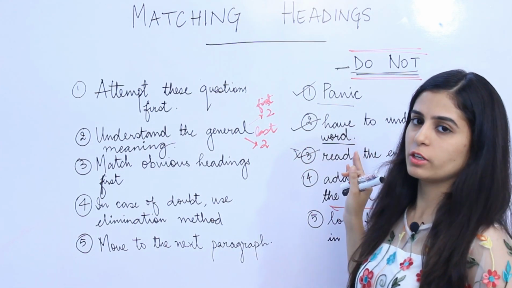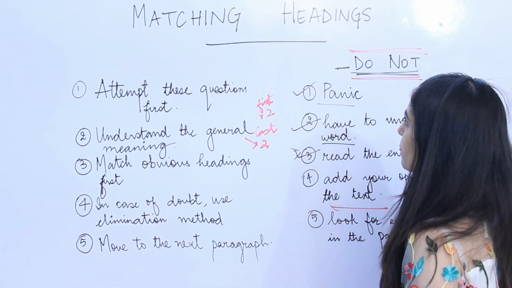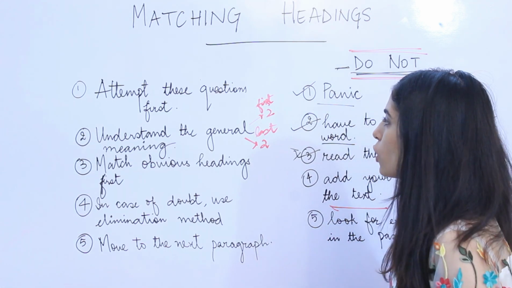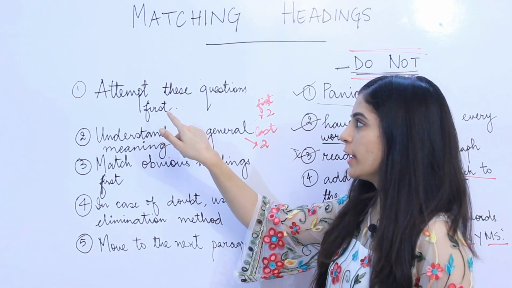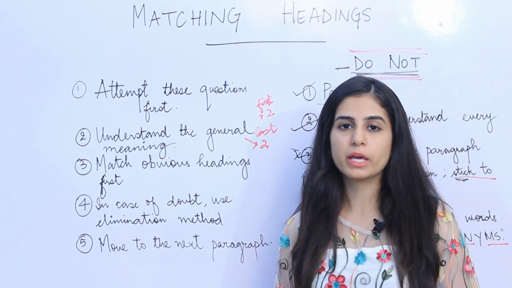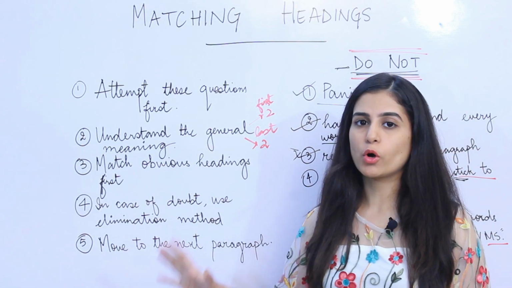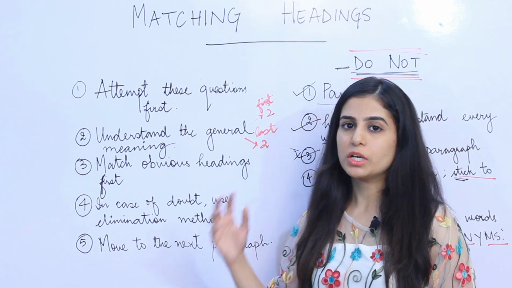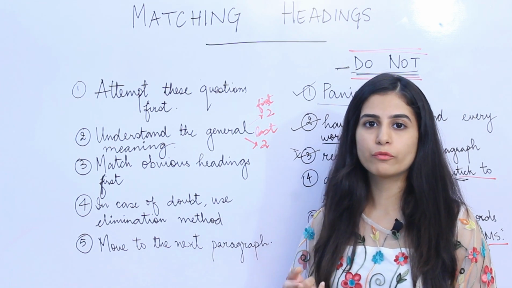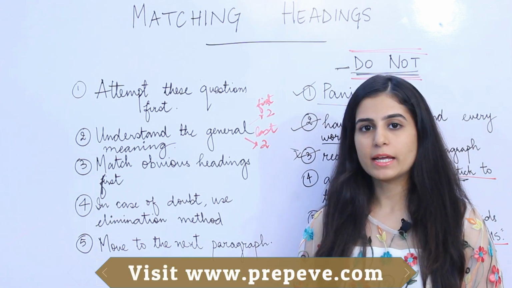We have already had a look at the do nots. So what do we have to do while we are attempting matching the headings kind of questions? First of all, attempt these questions first. You have to do this if you think that these questions are time consuming and a bit difficult, so you can start with these. As soon as you spot these questions, just read the titles or the headings given to you in the question and quickly move to your passage and start reading your paragraphs and look for the headings.